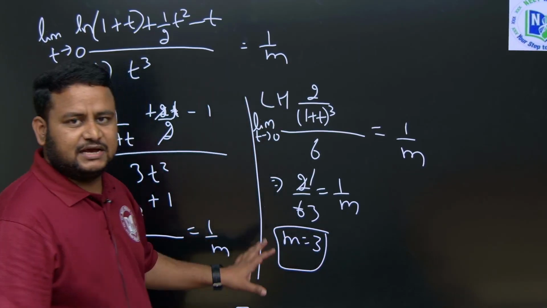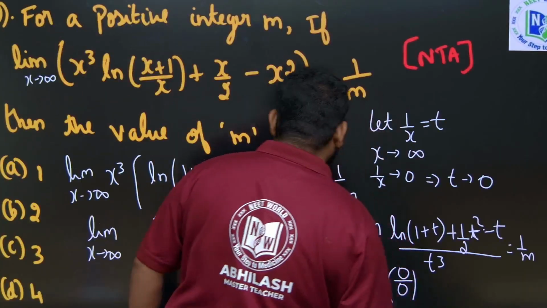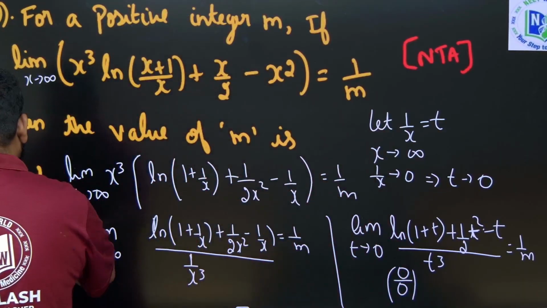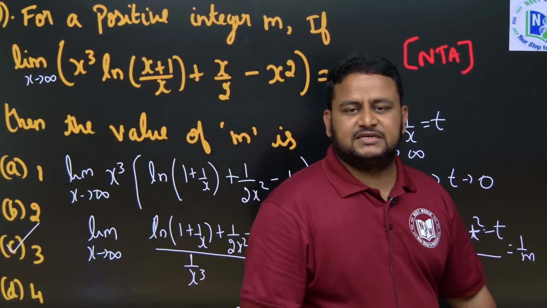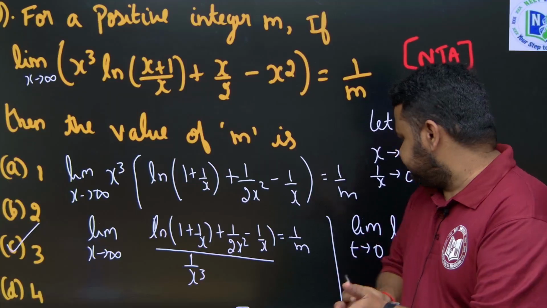So I have what, friends? I have m is equal to 3. That is the right answer. That is option C. Option C is the right answer, friends. Got it?